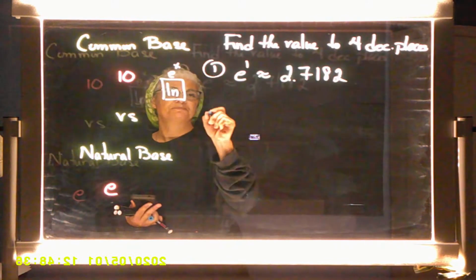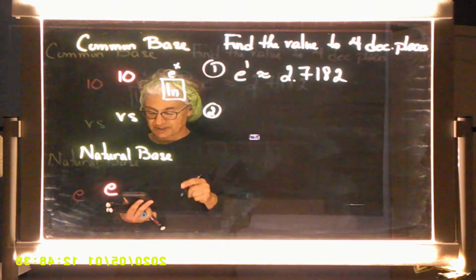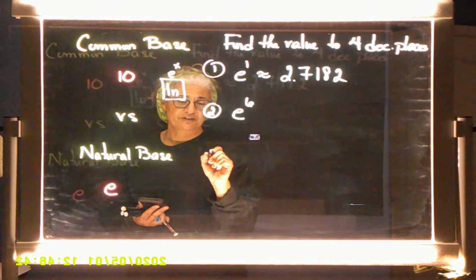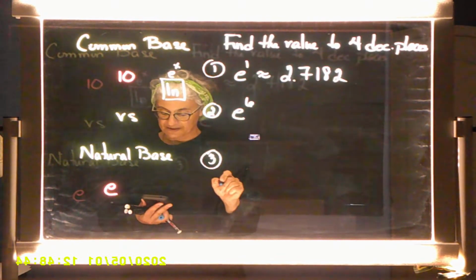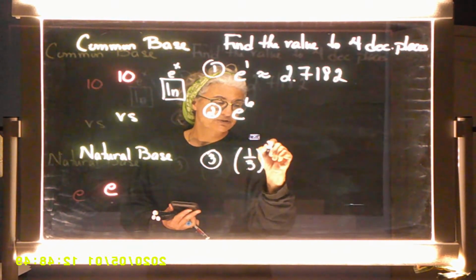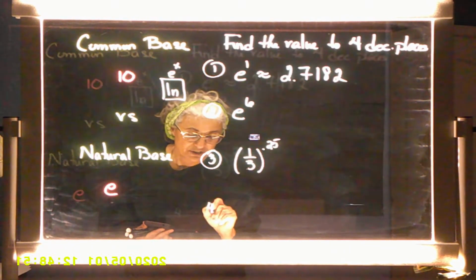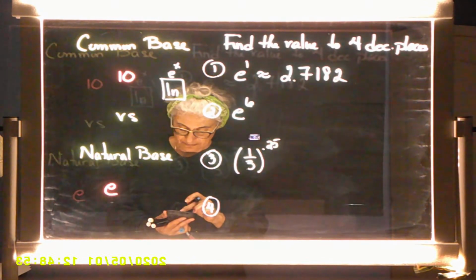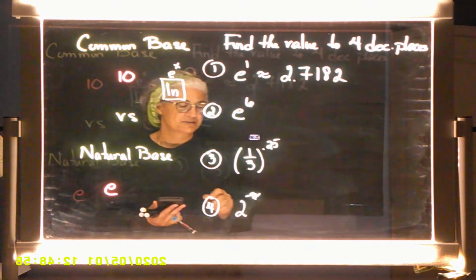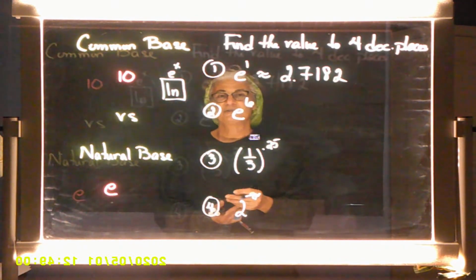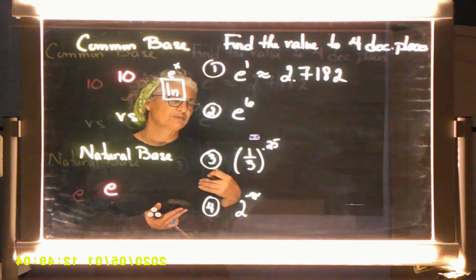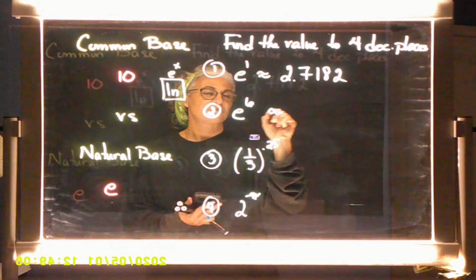Cool? Okay, so I've got some more examples I want you to get your graphing calculators out for. We're going to figure out e to the power of 6. We're going to figure out 1/3 to the power of 0.25. And we're going to figure out 2 to the negative pi power. Okay, so I'll give you a few moments. You guys punch these into your calculators and hopefully we agree. So let's see if we do.